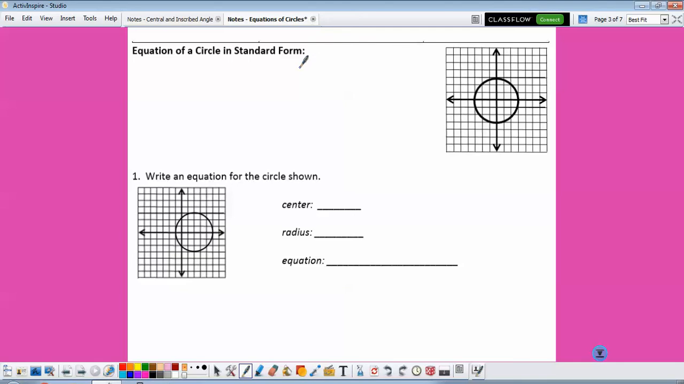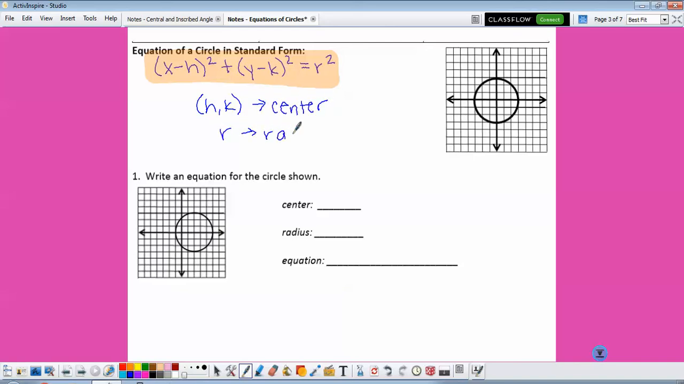The standard form equation of a circle is (x minus h) squared plus (y minus k) squared equals r squared. This is pretty important. We're going to use it pretty much all day. So x and y are any point on the circle, and h and k are the center, and r is the length of the radius.